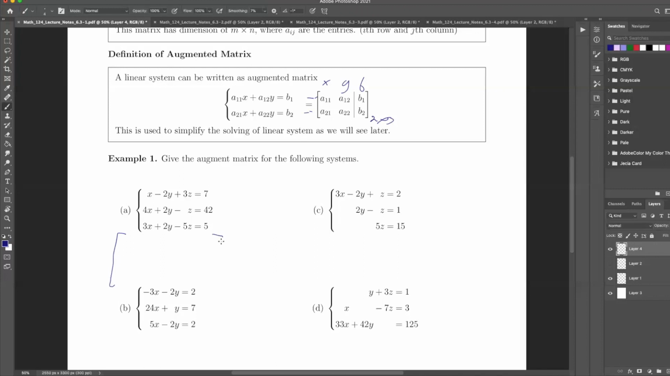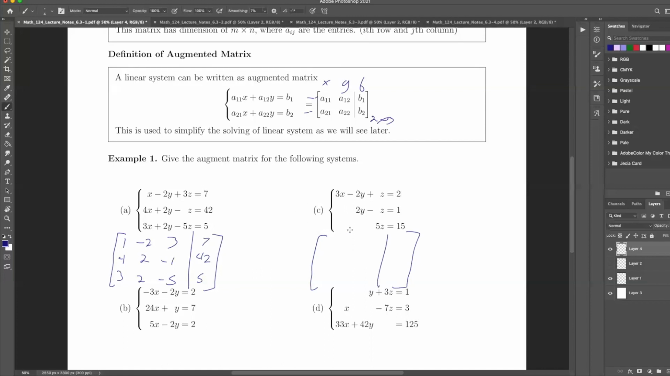And so what you're going to do here is you're just going to draw a little line. All my x's go in the first column, so it's a 1, 4, and a 3. All my y's go in the second column, so that's -2, 2, and 2. And so you're just doing the coefficients. Here, it'll be 3, -1, -5. And notice we keep the negatives with the coefficient. And then we'll have 7, 42, and 5.